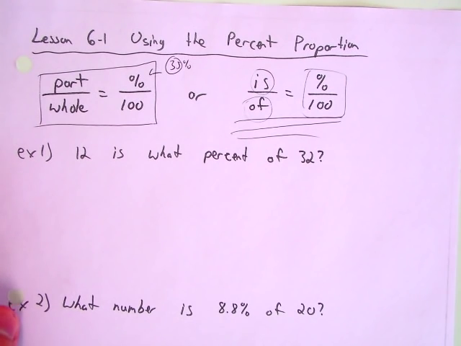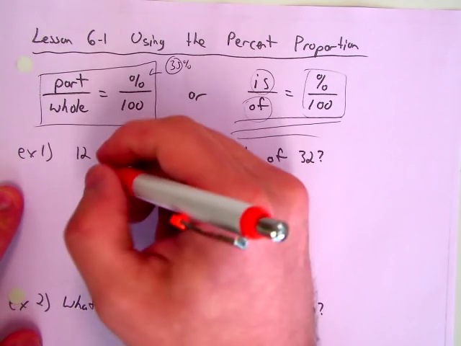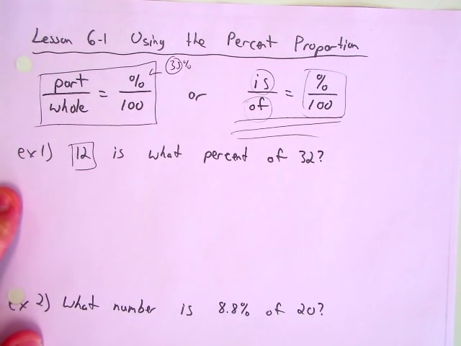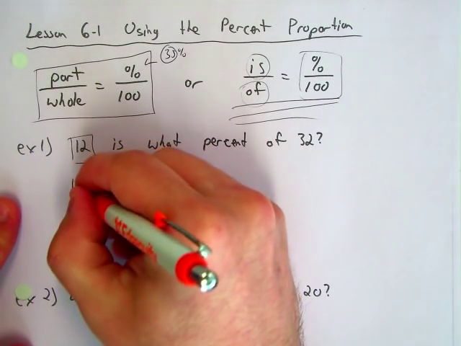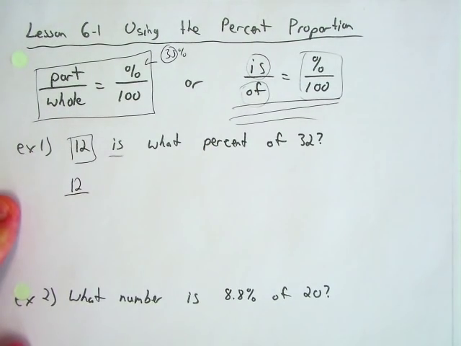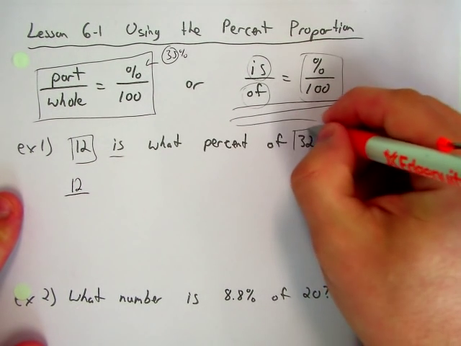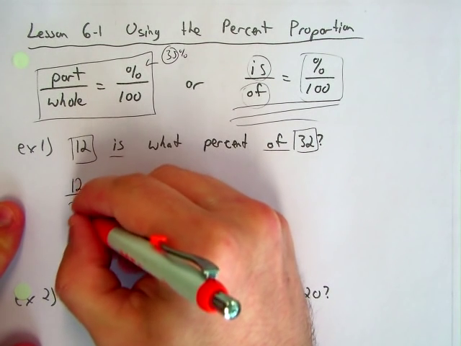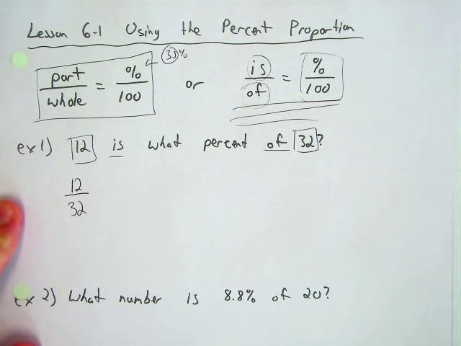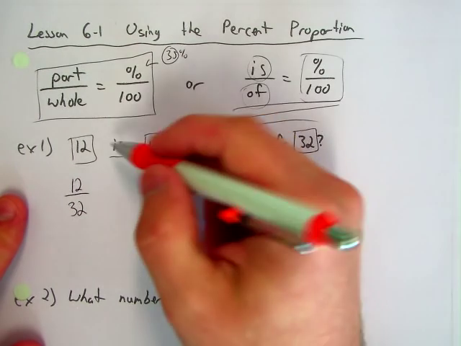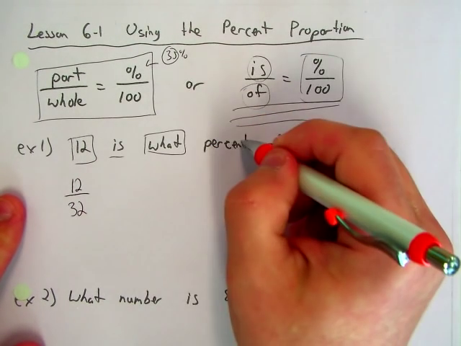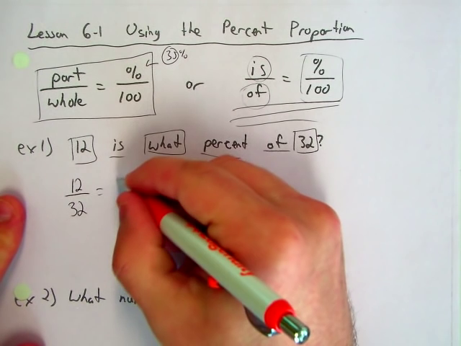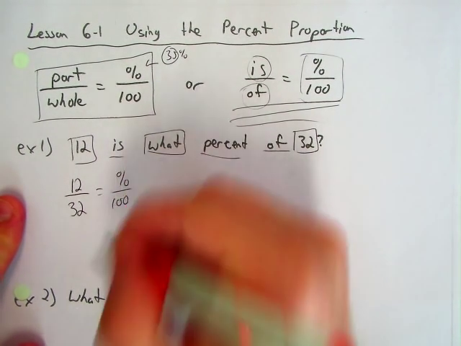It says 12 is what percent of 32? So the number 12 is really close to the word is. So 12 gets substituted in place of the is. The other number is 32, and that's going to be closest to the word of. So 32 is the of, or the whole. We're looking at the word what. So 12 is what percent? So what is talking about the percent here? So that means I'm going to have the percent as my part that is missing.